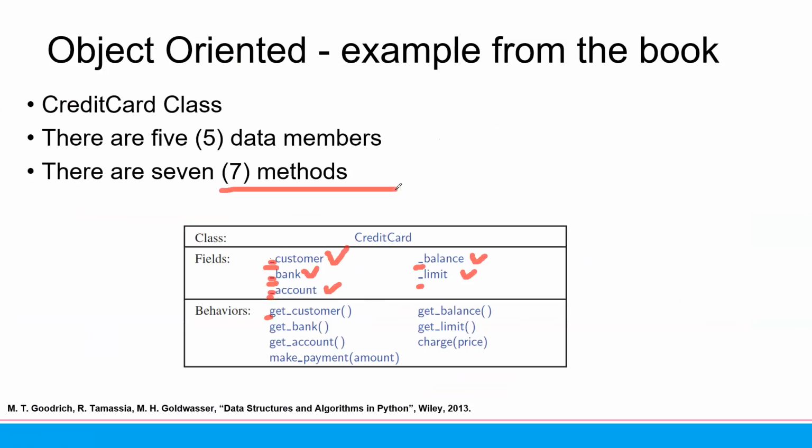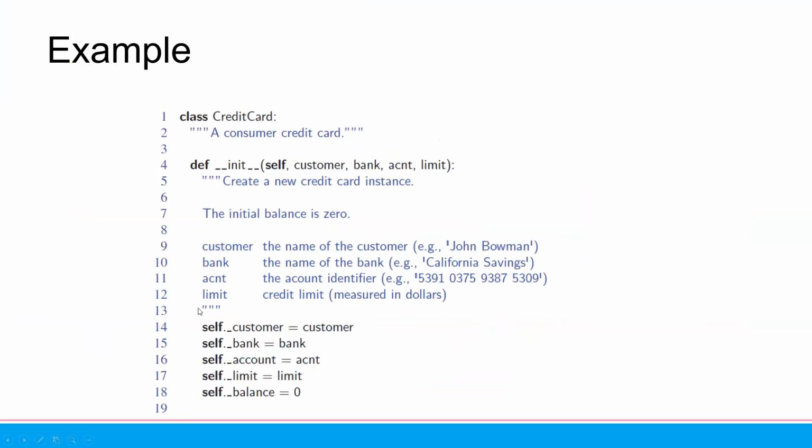So we have 7 methods. Get customer, I want to know who is the customer. Get bank, I want to know what is the bank name. Get account, I want to know the bank account ID. Get balance, I want to know the balance of the person. Get limit, I want to know the limit of the credit card. Charge, how much the person charges according to one argument, price. And then make payment, whether the person will make the payment. So we have one argument amount, how much payment that you want to make for the credit card. So we can have this example.